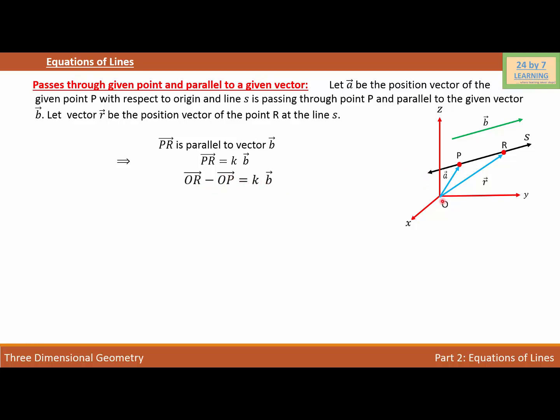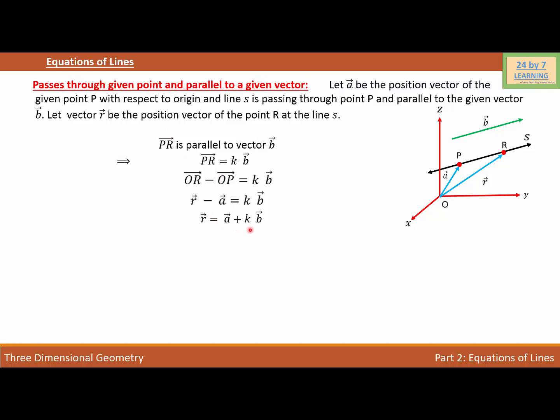And as you know, OR is vector R, so it's right here. OP is vector A, which is over here. So we can write vector R minus vector A is equal to k times vector B. If we further simplify, we will take vector A to the other side, and if we do that, we can write vector R is equal to vector A plus k times vector B. And this is the equation of a line passing through the given point and parallel to the given vector, and this is the vector form of the equation of a line.